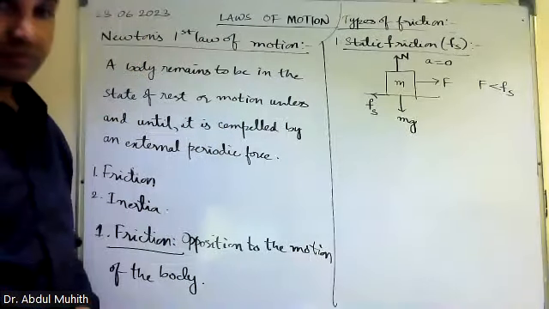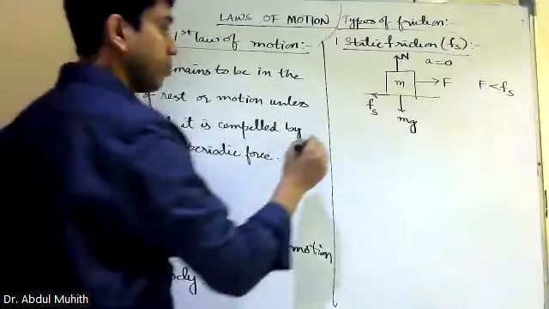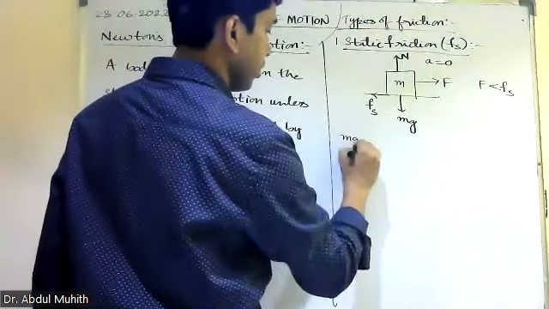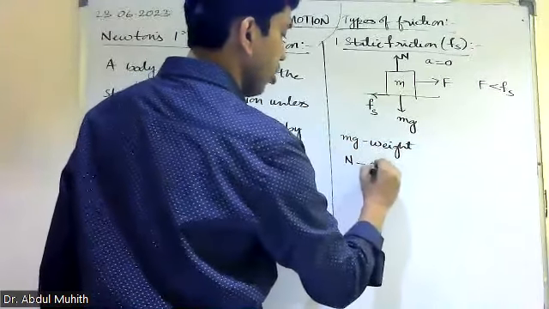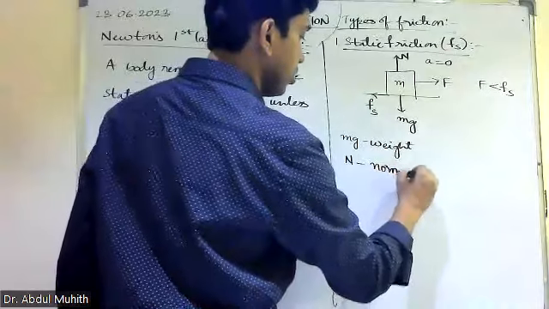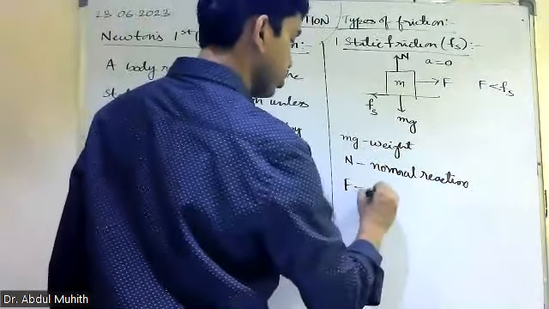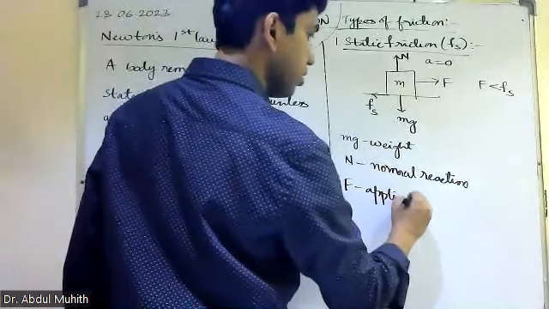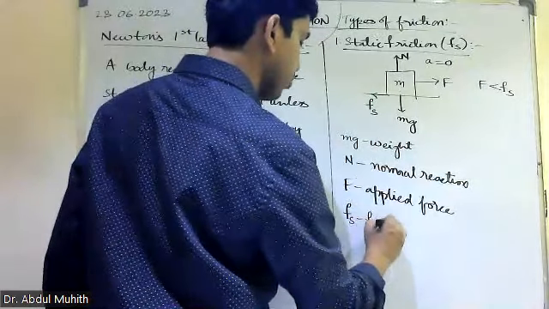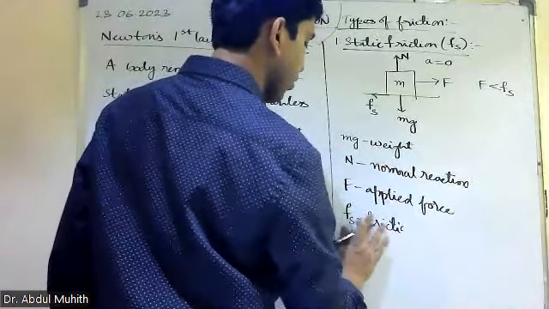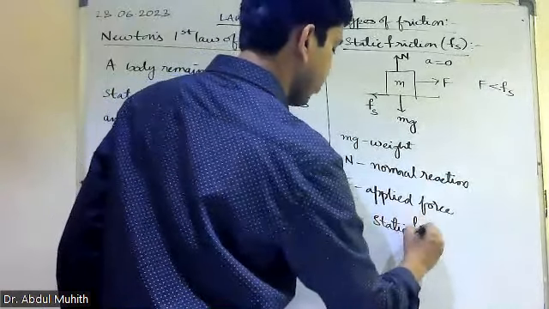So what is the force that acts upwards? The normal reaction. N is the normal reaction, mg is the weight of the body, and capital F is the applied force, the force you have applied. Small f is the frictional force, static friction. I will write here: Fs is said to be static friction.